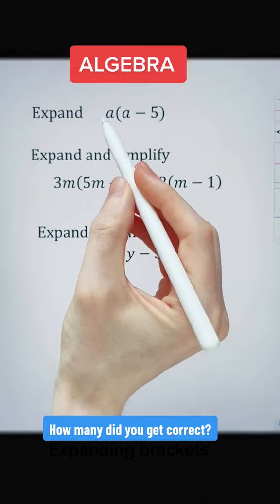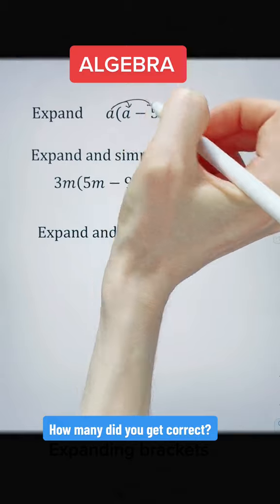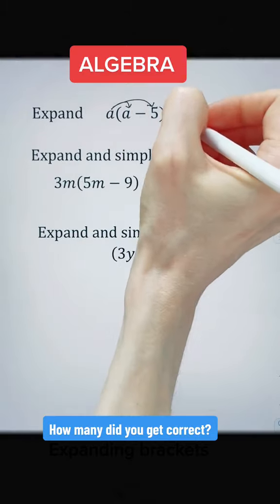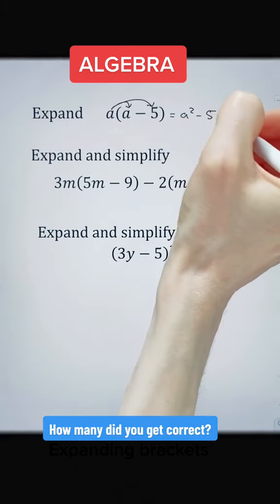With a single bracket, we always multiply the term directly outside by each term directly inside the single bracket. Here, a times a will give us a squared, and a times negative 5 will give us negative 5a.